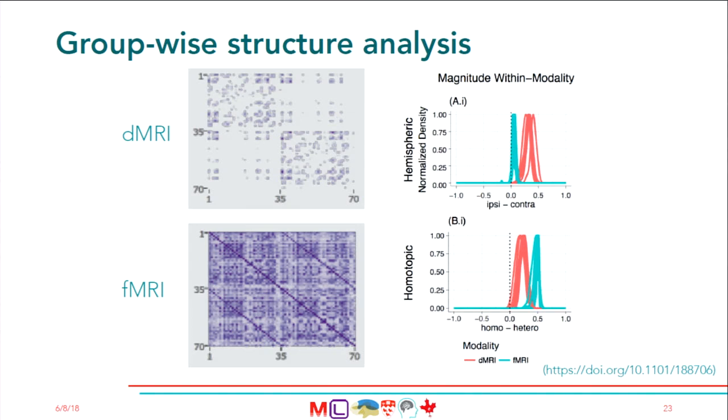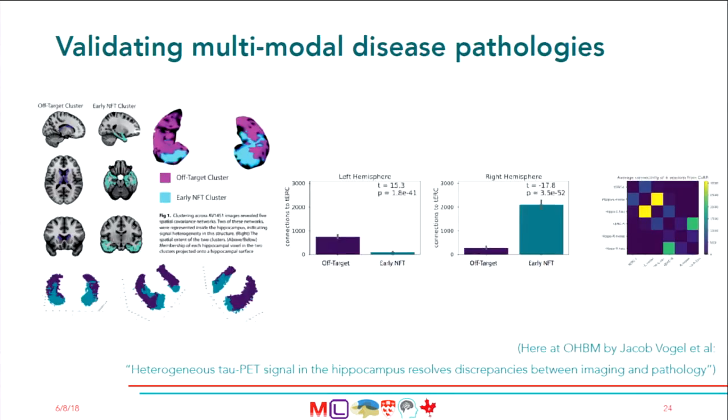Things that are closer will have higher probability of connection. Then in the fMRI case, for example, you can see that we actually have much more significant homotopic connectivity. In other words, communication or essentially syncing between the same regions across hemispheres. So these are some simple types of analyses we can do to explore.